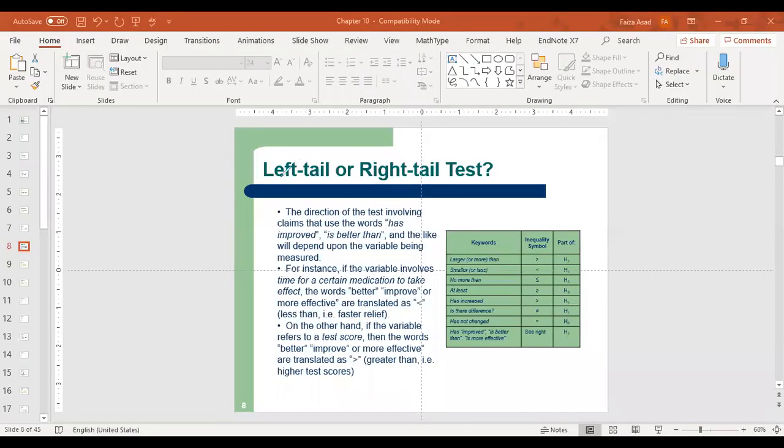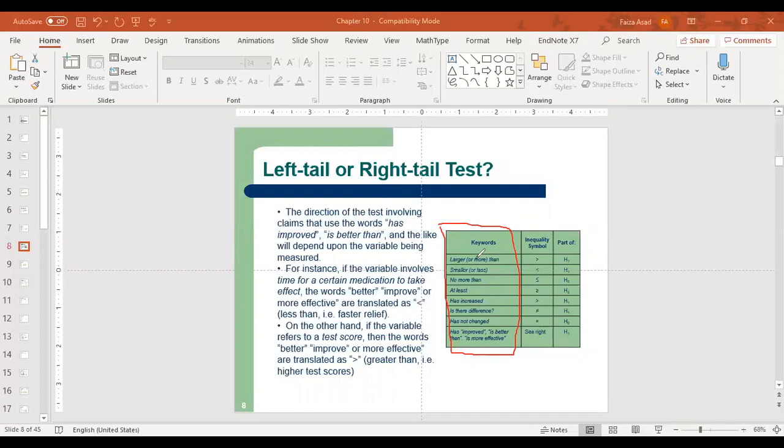So now we are going to see what the left tail or right tail tests are. The direction of a test involving claims that use words like has improved, is better than, and is like will depend upon the variable being measured. There are some keywords used in the question description, so we need to find out which kind of symbol will be used according to their places, because H naught always uses the equality sign. On the other hand, H1 uses the inequality signs. These keywords will be used in different scenarios, and we will find out which symbol is accurate for which keyword.